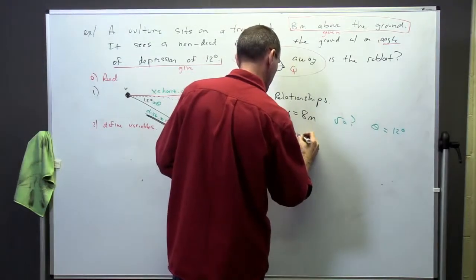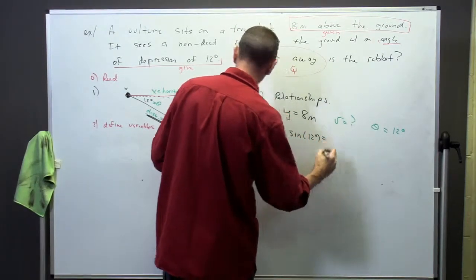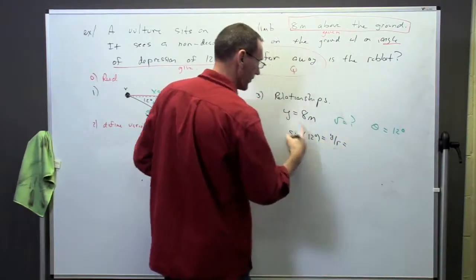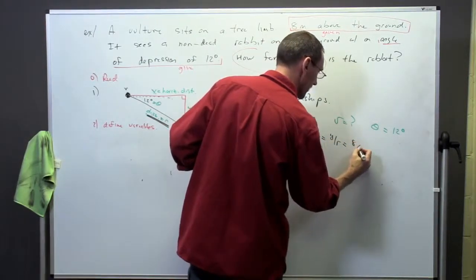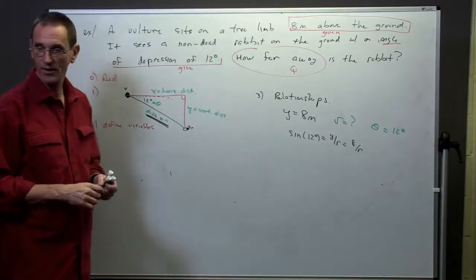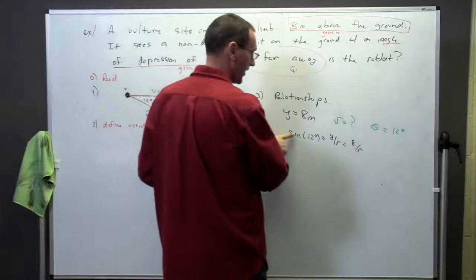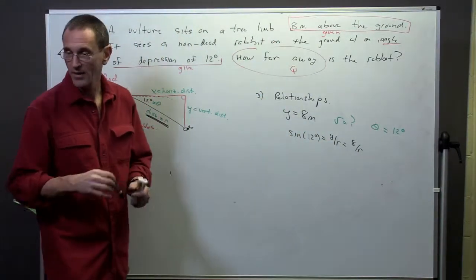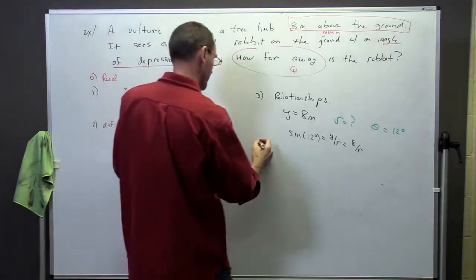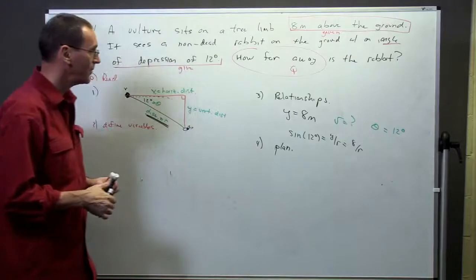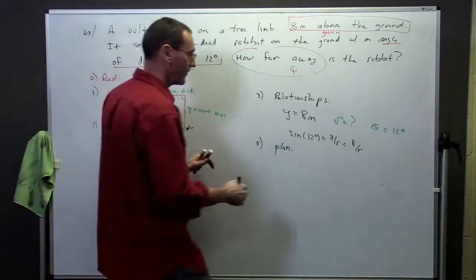So the sine of that angle is going to be y over r, and that's going to be 8 over r. So there's the main relationship that I'm going to use. Okay? So this is the relationship that ties together the things I know and the things I'm looking for. All right, my next step is to make a plan.